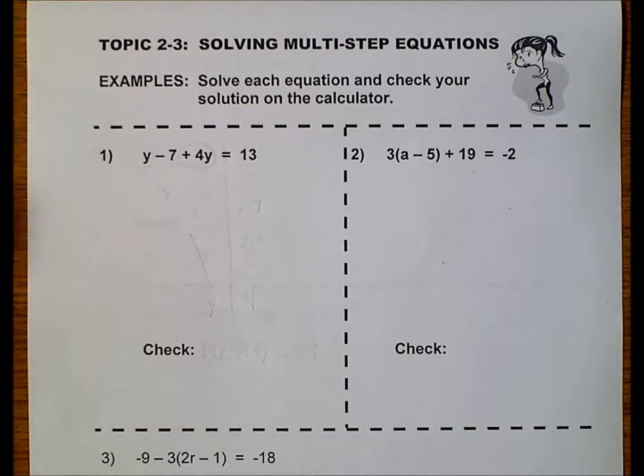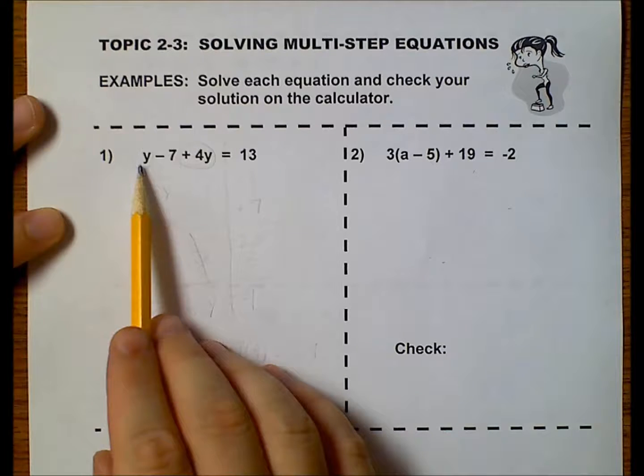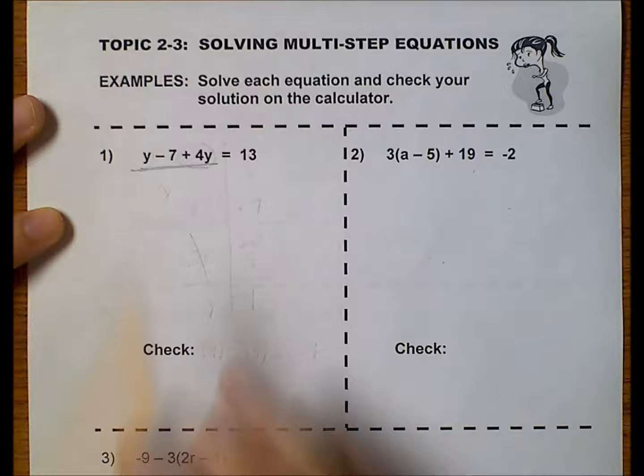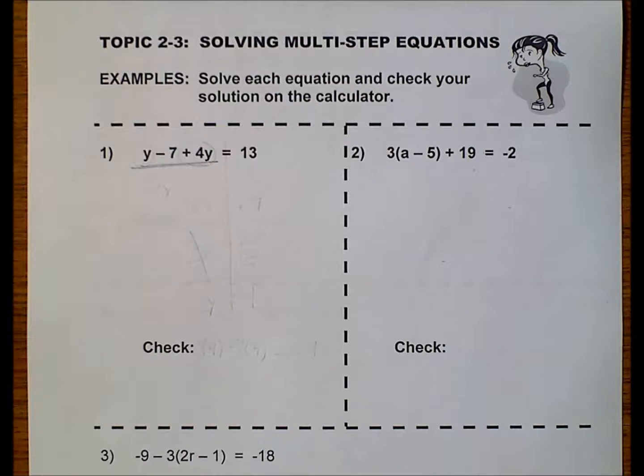Hello, this is Algebra 1, topic 2-3. We're solving multi-step equations. So what we're going to need to do is simplify this whole equation before we can then solve it. When we simplify, we're going to turn it into a two-step equation, which is just like solving when we were on topic 2-2.